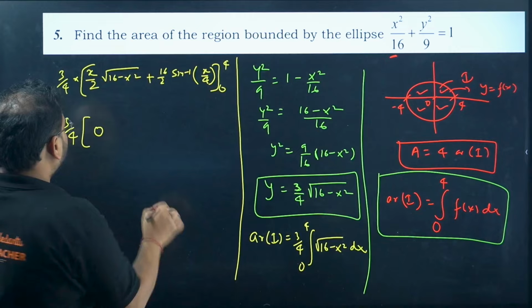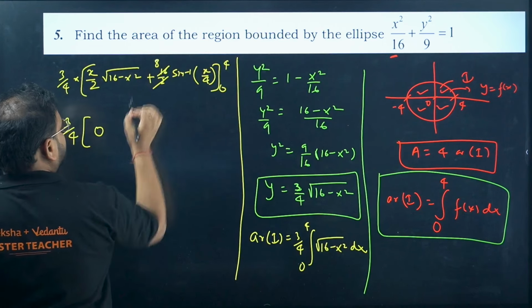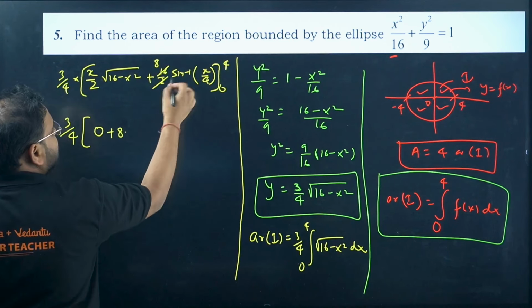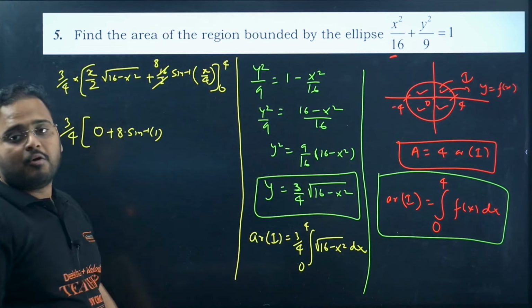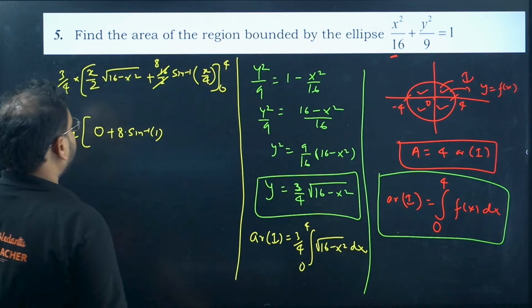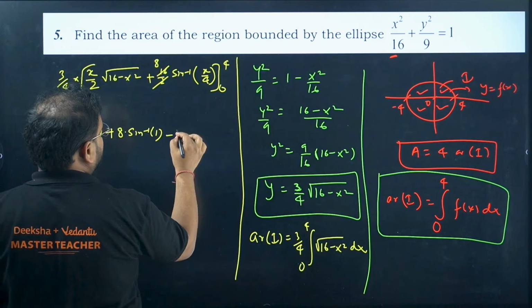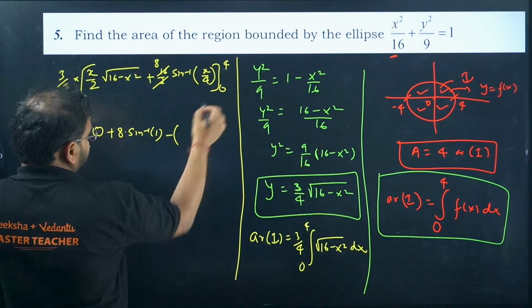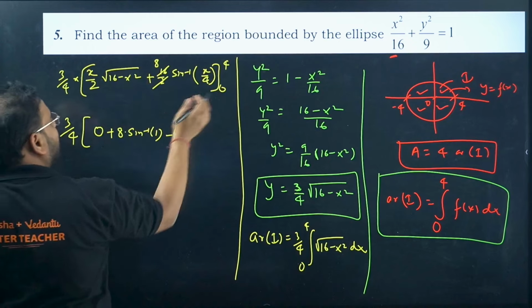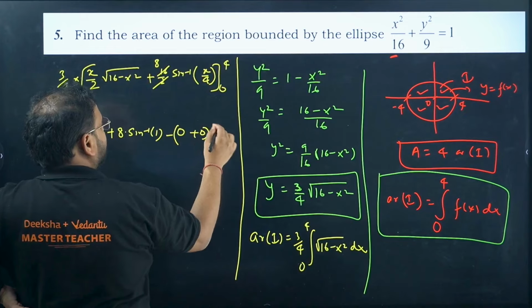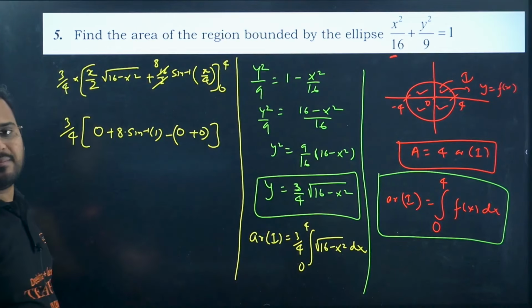Now put it over here, you'll get 16 by 2 is 8. So you get 8 times sine inverse of 4 by 4, sine inverse of 1. 4 by 4 is 1. Okay. Next, there comes a minus sign for the lower limit. When you put 0, this will become 0. Please check. 0 into anything is 0, and over here also it will be 0 only. Sine inverse of 0 by anything will be 0.